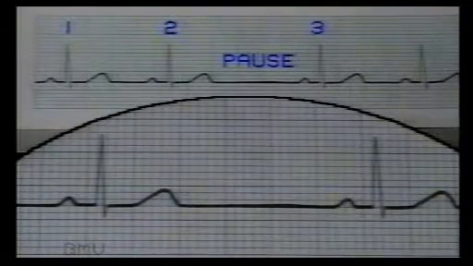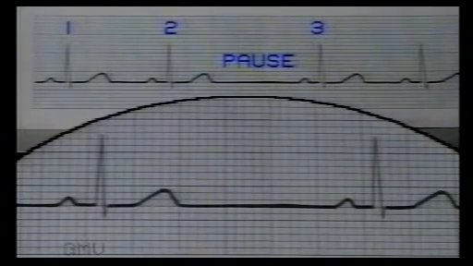Sinus pause and escape beats. When we studied the premature beats, we saw the sequence of a premature beat followed by a compensatory pause. But if you see the upper strip of this ECG carefully, there is a pause between beats 2 and 3.